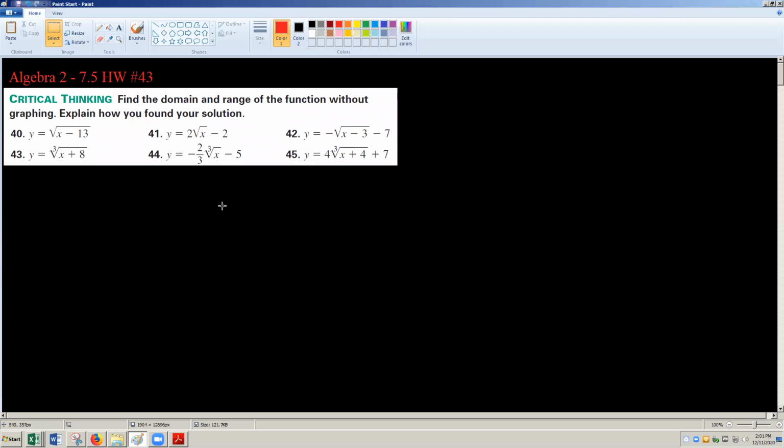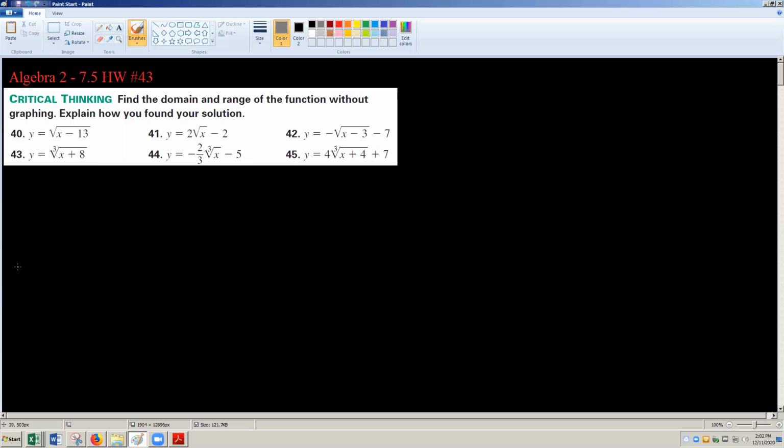So we are looking at 7.5 today, and we're looking at number 43. Number 43 has us finding the domain and range of a function without graphing it. Ooh, spooky. And we want to explain how we found our solution. So let's think about what 43 is doing for the most part.